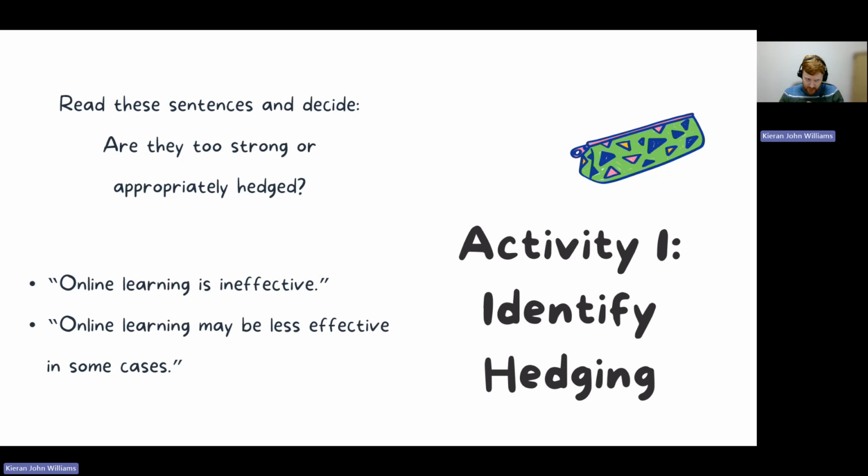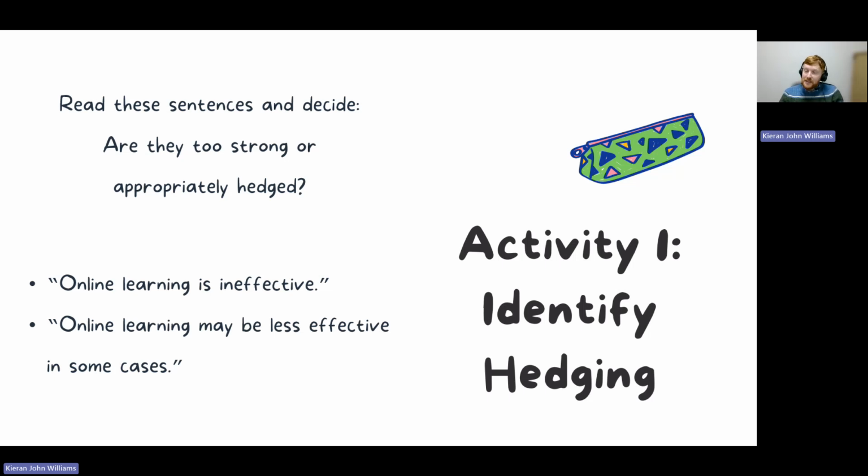So, for example, this first one, online learning is ineffective. Now, this is quite a strong claim. Is it ineffective for everybody, everywhere, in all situations? It's hard to argue that that is true. So we need to make it hedged. More like the second one.